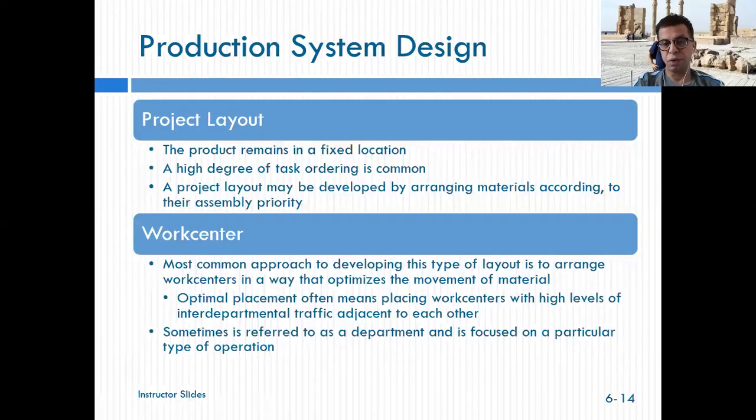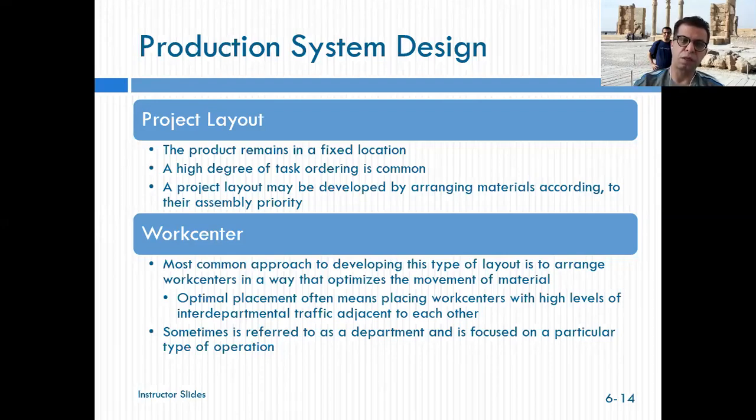Now, the production system design. We look at how the production is happening and how we design it. Sometimes that makes a big difference in whether we're going to need more people when the workload is high, or fewer people. So this is how it's done. The project layout is where the product remains in a fixed location. So the product never moves, and a high degree of task ordering is common.